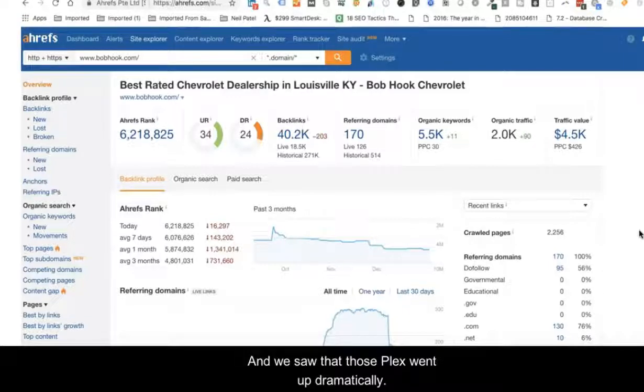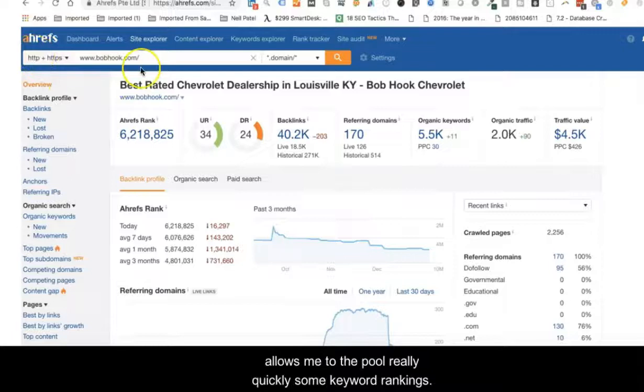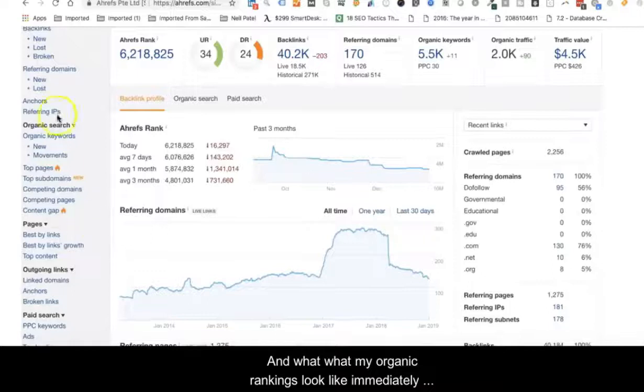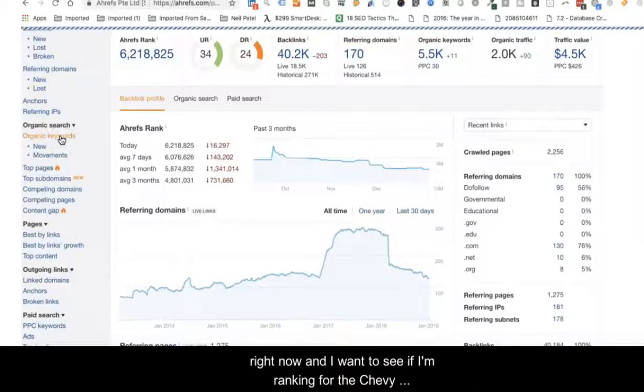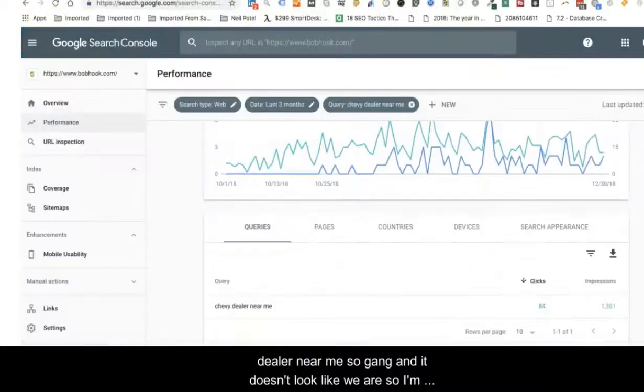And we saw that those clicks went up dramatically. But my impressions, Google's actually showing me less. So what I want to know, I always love this tool Ahrefs. This allows me to pull really quickly some keyword rankings and what my organic rankings look like immediately right now. And I want to see if I'm ranking for the Chevy dealer near me. So, and it doesn't look like we are.